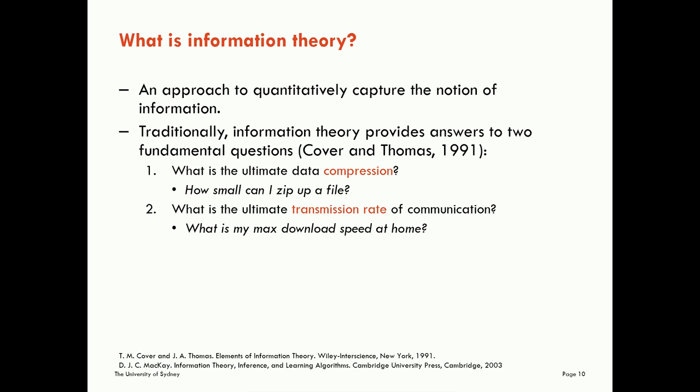Firstly, what's the ultimate data compression? That is to say, how small can we zip up a given file? How much can we press it? How much can we compress it? How much information is actually there? The second fundamental question information theory asks is, what is the ultimate transmission rate of communication? So what's the maximum download speed I have over my telephone line at home, for example?